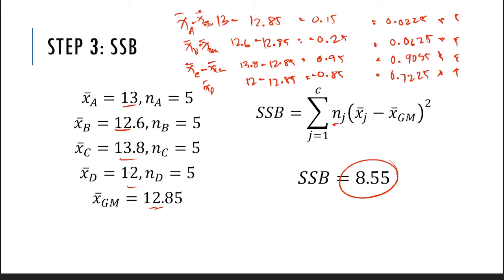Okay? So, ano nga ulit yung ginawa? All we need to do is get the difference muna para dun sa SSB. So, you'll have 13 minus 12.85. Tapos, pagkakuha nun, you just need to square that difference. So, kumbaga itong 0.15, ginawa natin 0.0225 kasi naging square siya. Tapos, multiply natin by 5. So, ganun din gagawin natin para dun sa B, sa C, at saka sa D. Tapos, saka natin siya i-add lahat.